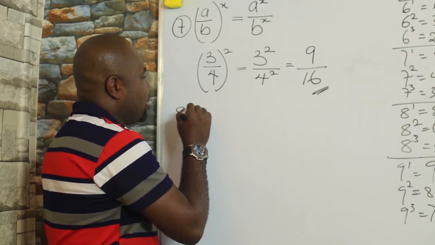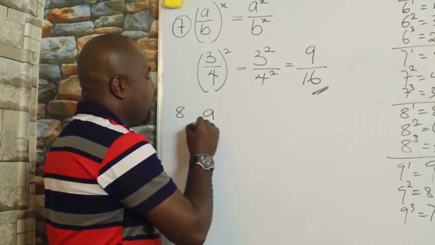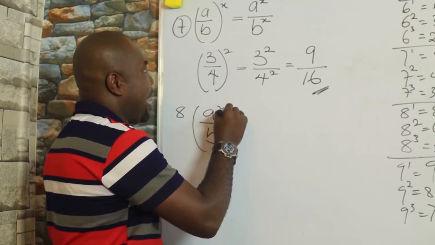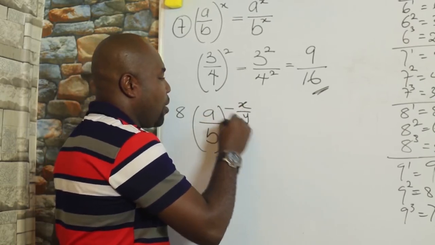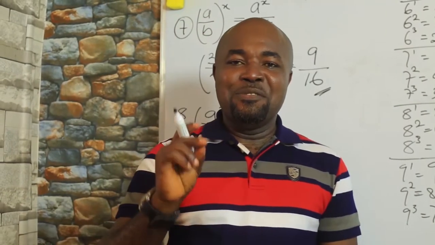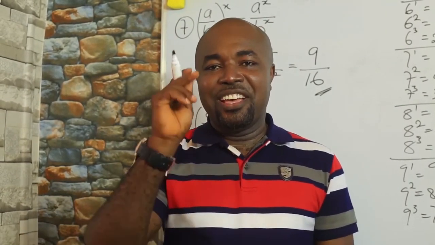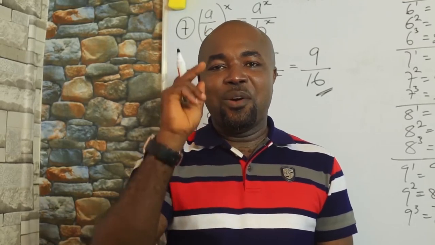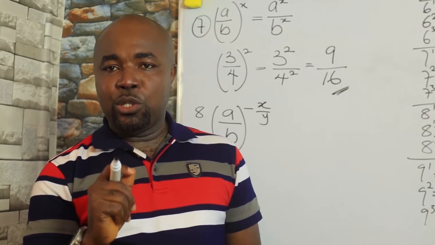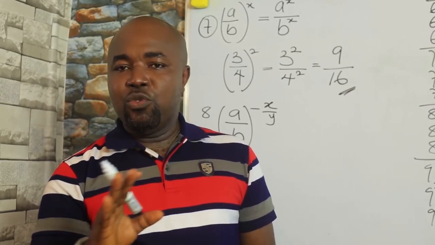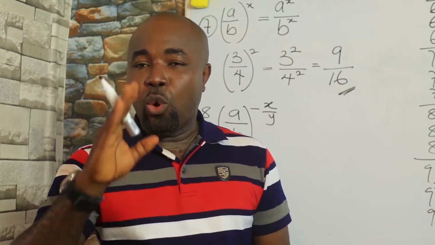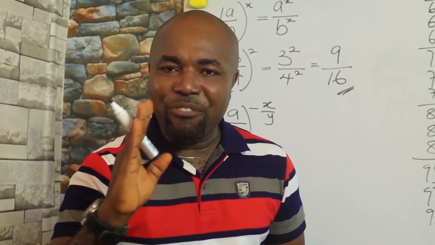Now, the law states A over B raised to power minus X over Y. Do you know why it is called the transformational law? I will give you a shortcut on how to understand this law perfectly well.